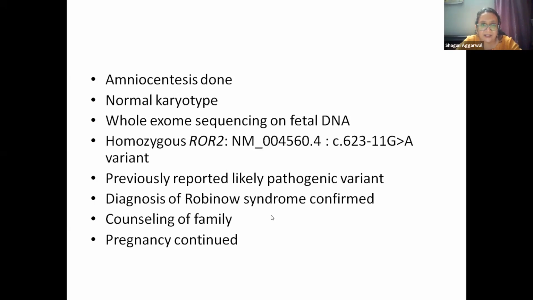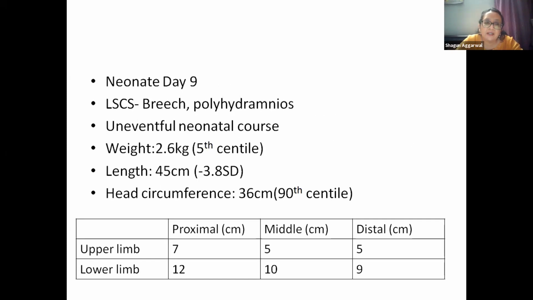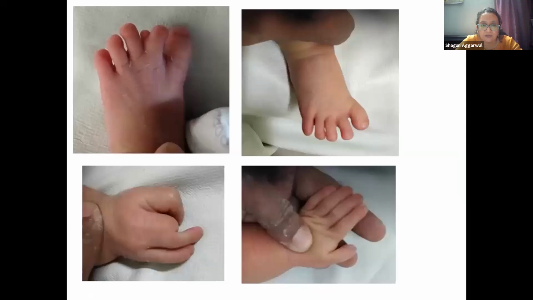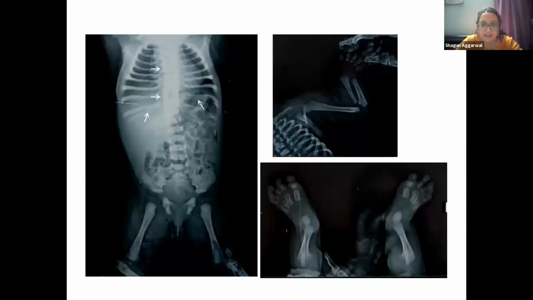The pregnancy was continued, and because this was a situation where the prognosis of the baby was likely to be favorable, even a cesarean section could be done for a fetal indication. The baby had an uneventful neonatal course and was brought to us on neonatal day 9, when we were able to see the classical facial dysmorphism and the short limbs, typical of Robinow syndrome, along with some digital findings and the X-ray findings.